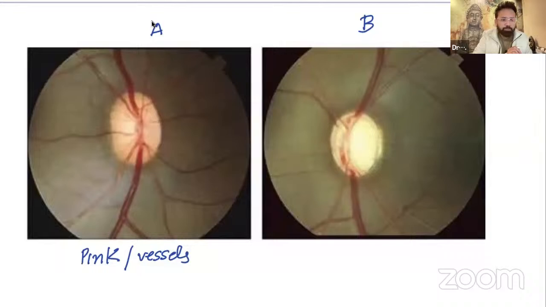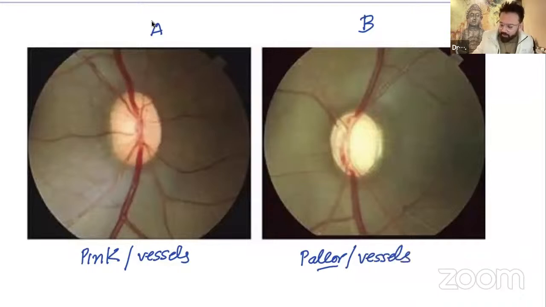Yes, Dr. Bhavya Jain, you are absolutely correct. B is abnormal because you can see the pallor. This is pink color. If you appreciate, A image is pink color, B image is having some pallor. Very good. And also, vessels are distorted. Who can tell me the diagnosis? Vessels are distorted. Anyone? Very good. Excellent. Glaucoma.